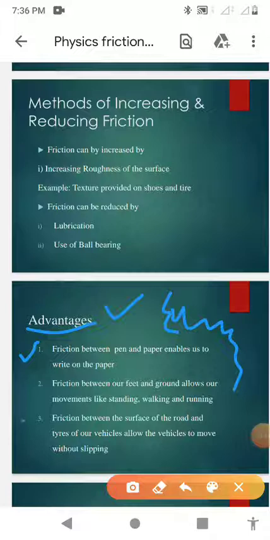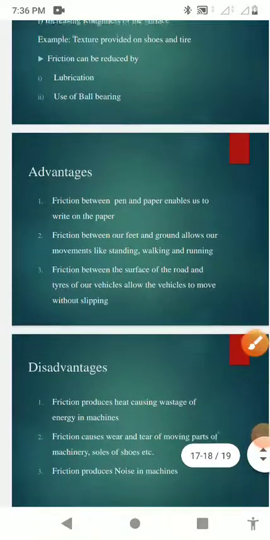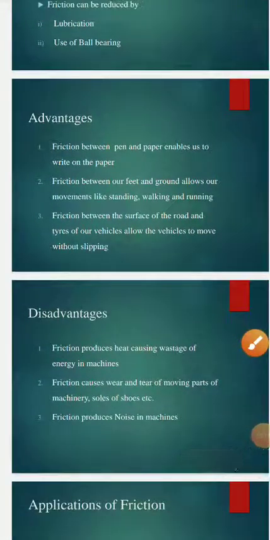Then friction between the surface of the road and the tires of our vehicle allows the vehicle to move without slipping. Most of the time in the rainy season, due to heavy rain the road surfaces are wet, and accidents may happen. This is because of the reduction in friction. In that case friction is desirable. So these are the advantages, but there are some disadvantages also, isn't it?